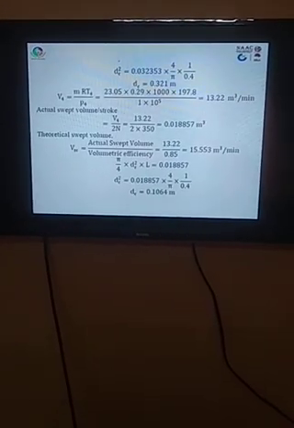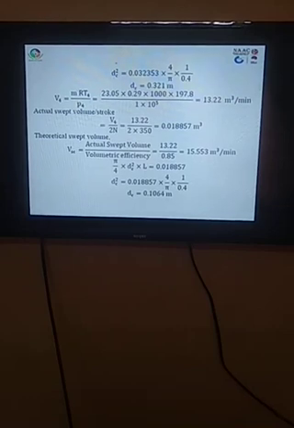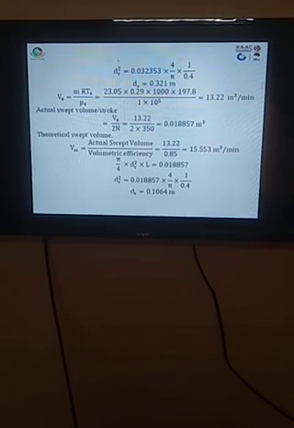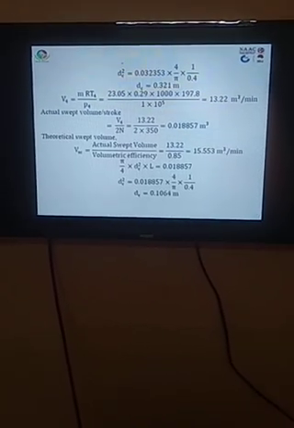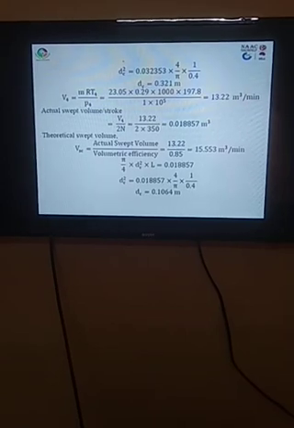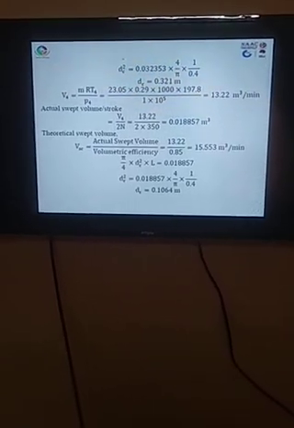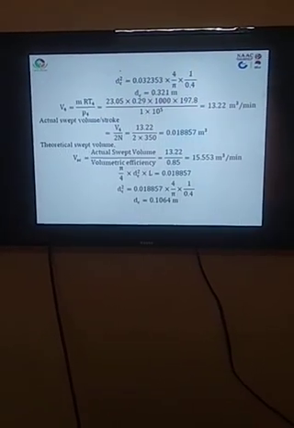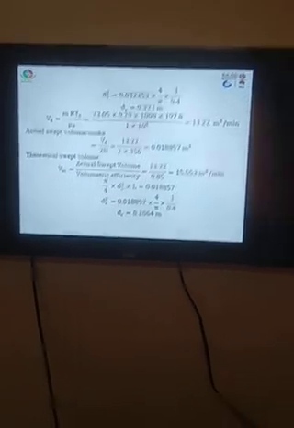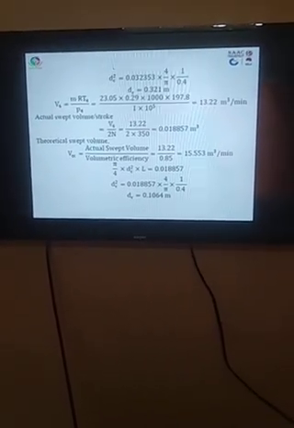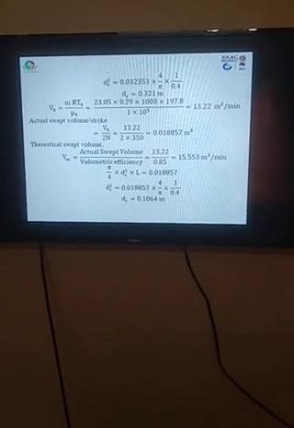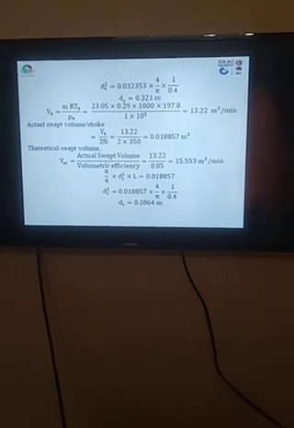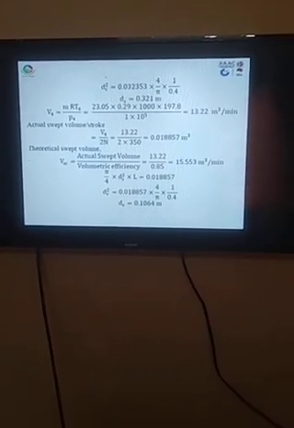The theoretical swept volume is calculated by the same formula as earlier, that is V suffix SC is equal to the actual swept volume divided by the volumetric efficiency. The volumetric efficiency value is the same for the compressor and this expander, that is 0.85. When we substitute that, the obtained value is 15.553 meter cube per minute. VCS is also calculated as pi by 4 d square c into L. After substituting this, we get the dc value as 0.1064 meter. The same thing you can calculate in terms of mm.